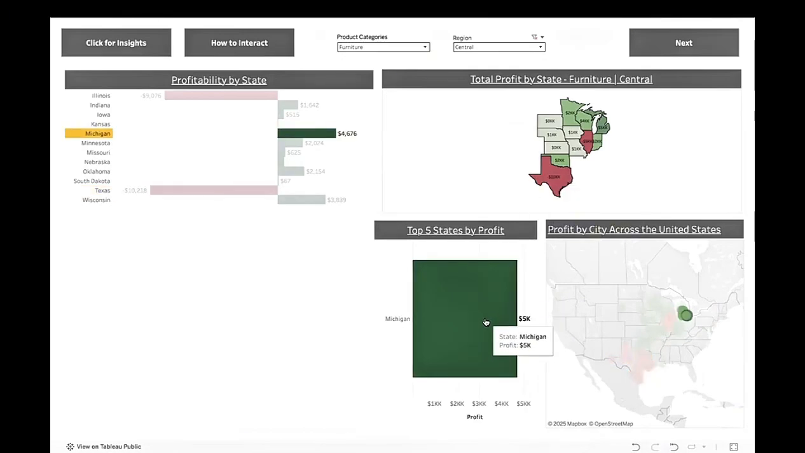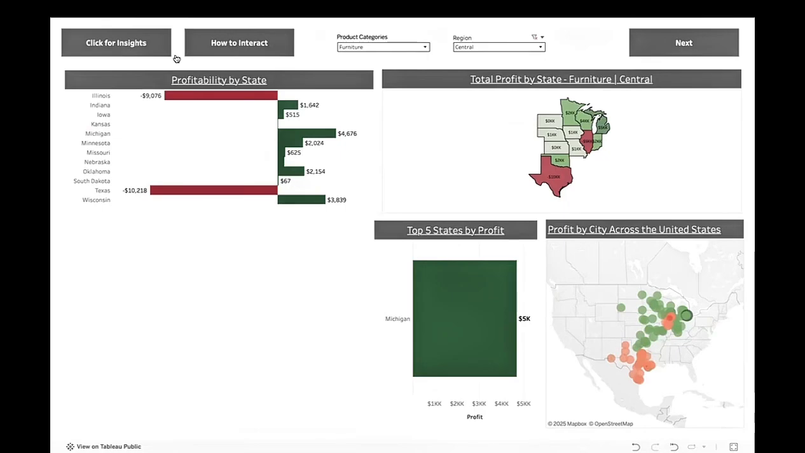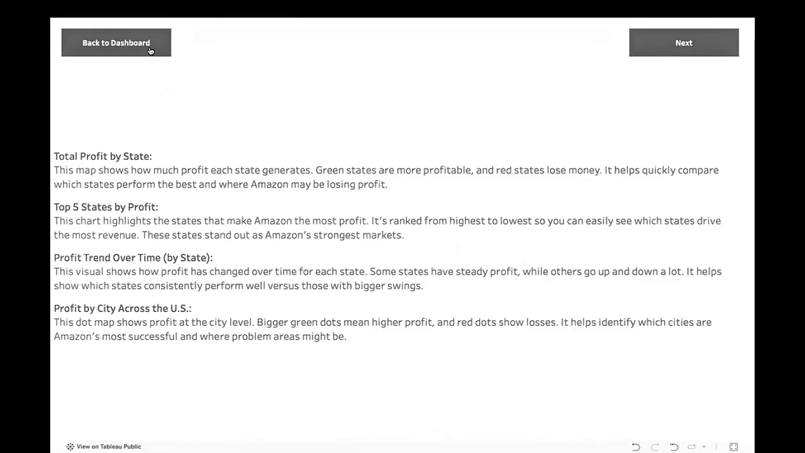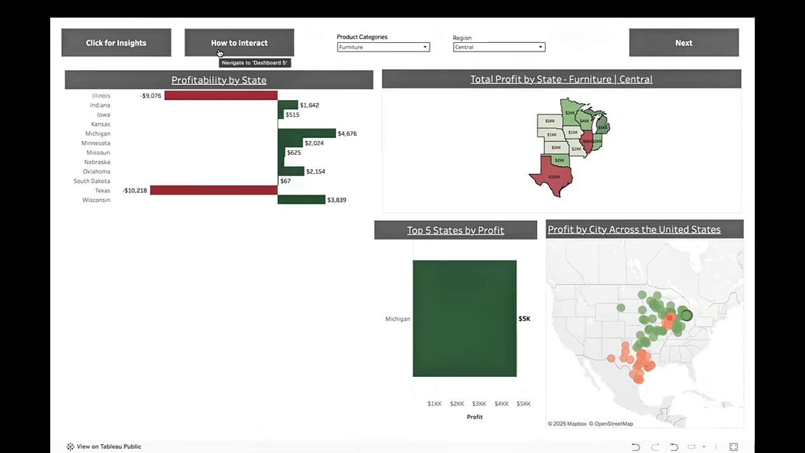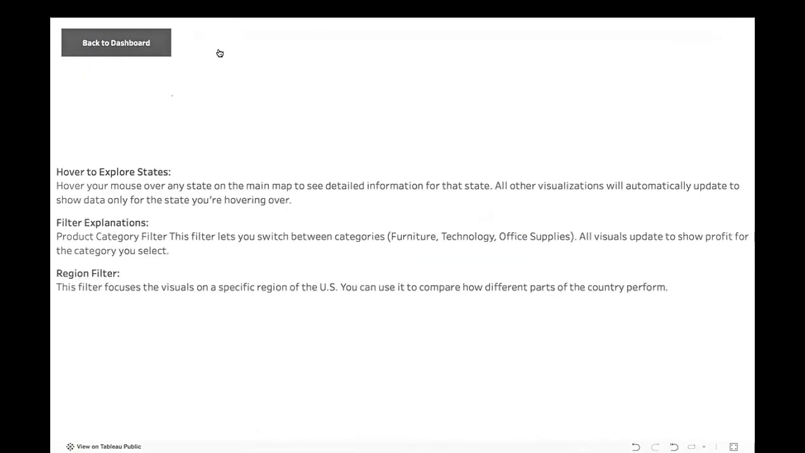And then if we hover over this, it will show us just the key highlighted data from that specific state. And then if you wanted more insights from our Tableau, you could press on this button in the top left corner, and that would take you to some key insights about each graphic. And then if you wanted to learn more about how to interact with it, you could press this and it will give you more information on that.